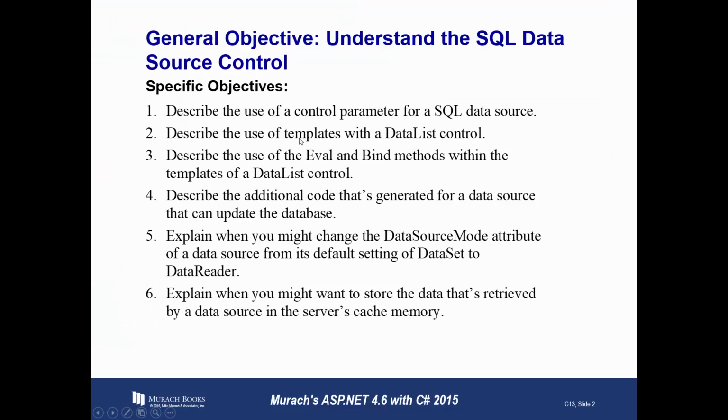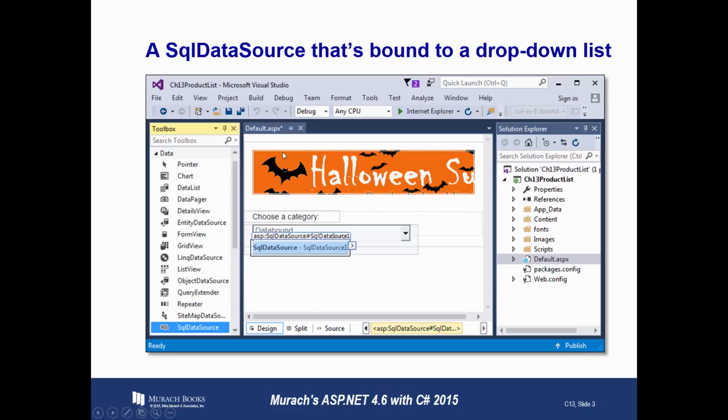So, here are our objectives. Describe the use of a control parameter for an SQL data source. Describe the use of templates with a data list control. Describe the use of the eval and bind methods within the templates of a data list control. Describe the additional code that is generated for a data source that can update a database. Explain when you might change the data source mode attribute of a data source from its default setting of dataset to data reader. And finally, explain when you might want to store the data that's retrieved by a data source in the cache's memory.